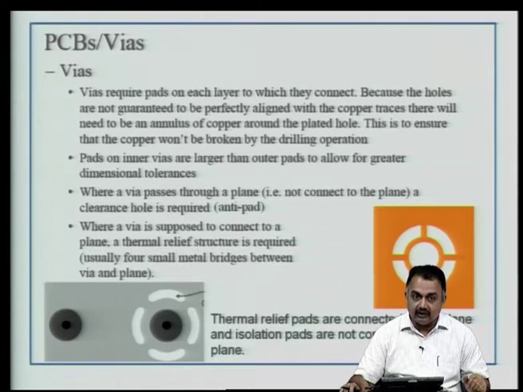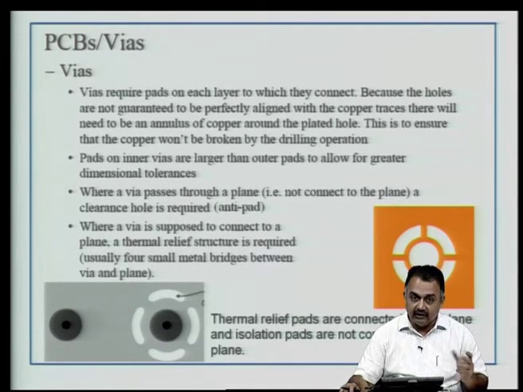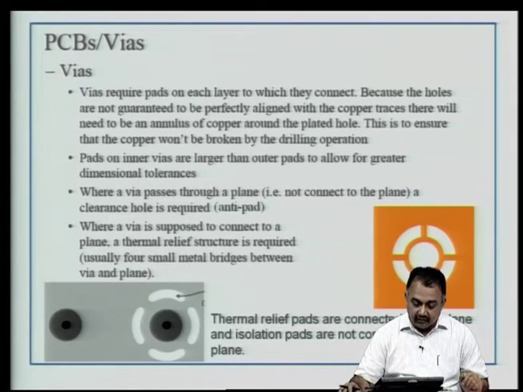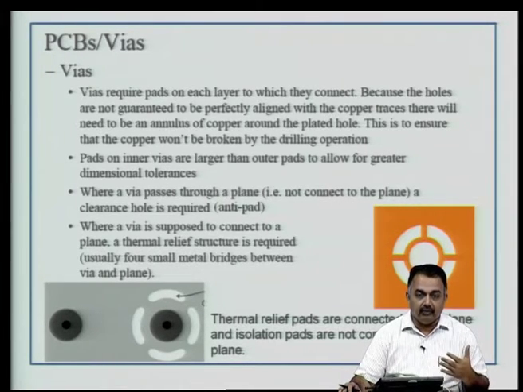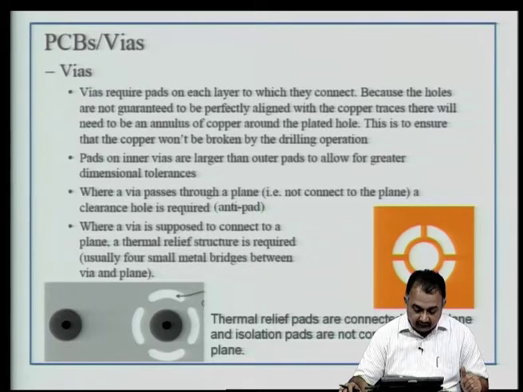Now, the holes are not guaranteed to be perfectly aligned in a multi-layer board, because the imaging can vary for different layers, and when you stack them into a multi-layer board, there is a good chance that there can be misregistration. So, that is why we give an annulus of copper area around the plated hole. This is to make sure that copper is not broken away by the drilling operation, and you will not end up in a complete open, or in a situation where you have less copper for the soldering process.